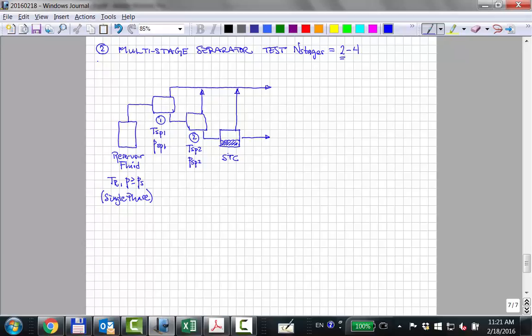This is the multi-stage separator test, and typically it's 2 to 4 stages. Most common, maybe in the old days, was 2 stages, where they were really trying to find out what pressure and particularly temperature of the first stage gave the most stock tank oil. Okay? Basically, you're taking a reservoir fluid mixture in single-phase conditions to the surface, and you're trying to figure out, if I've got one barrel of this reservoir fluid, how can I get the most stock tank barrels out as sellable oil? That's the purpose of the test.